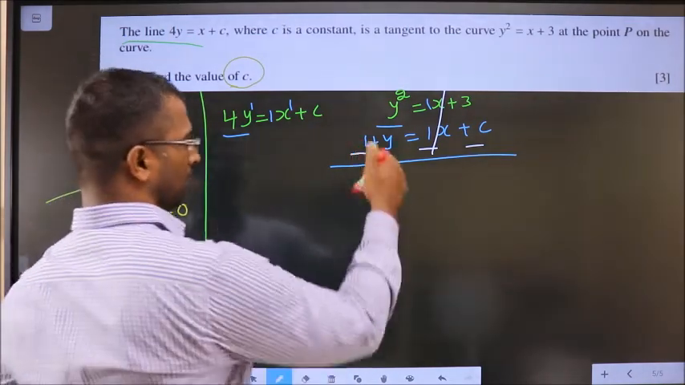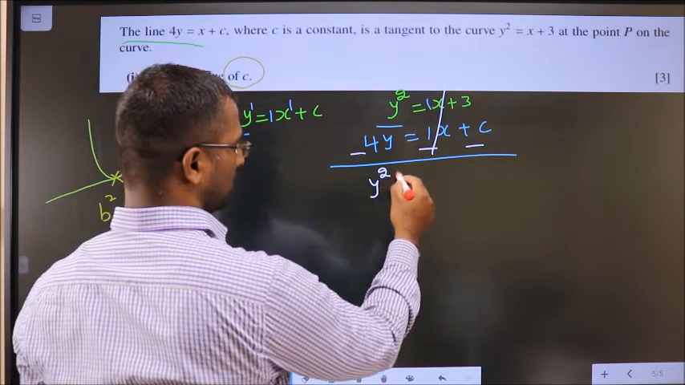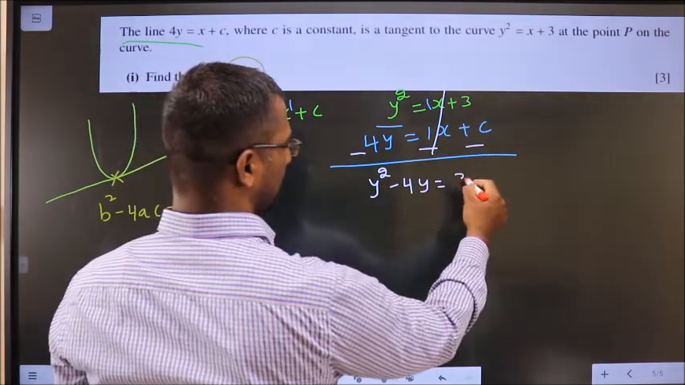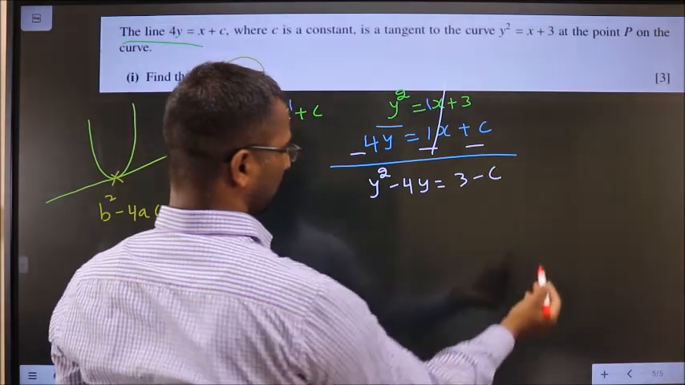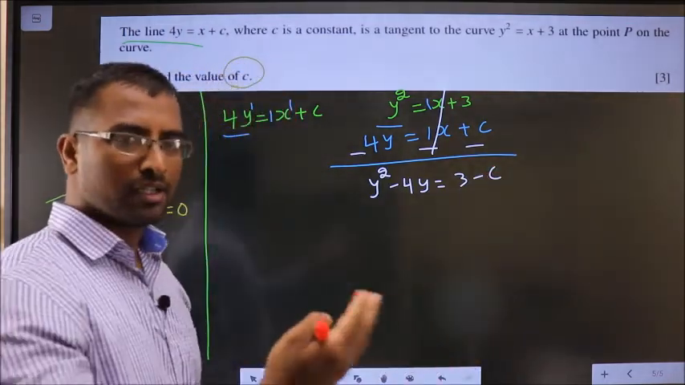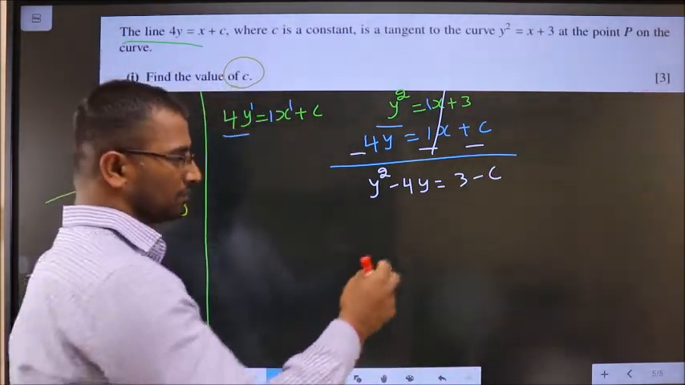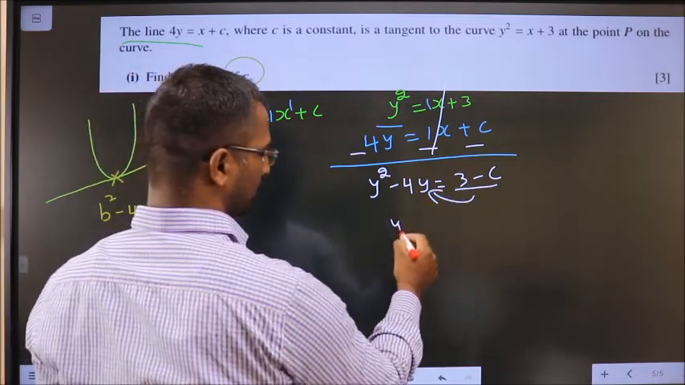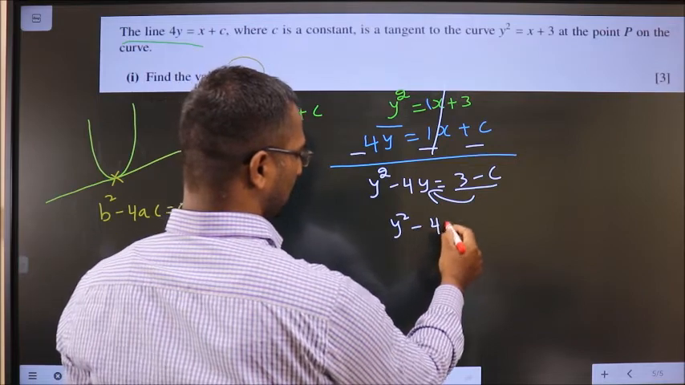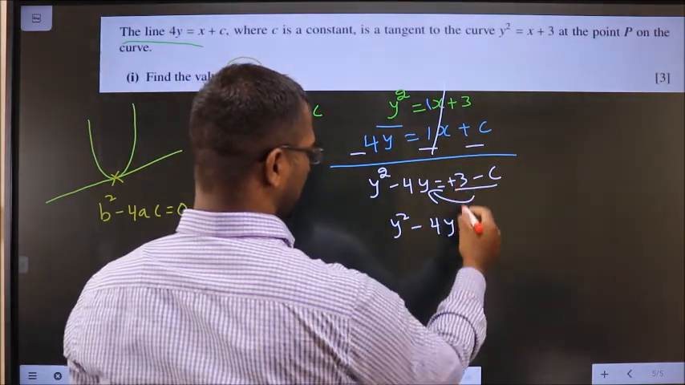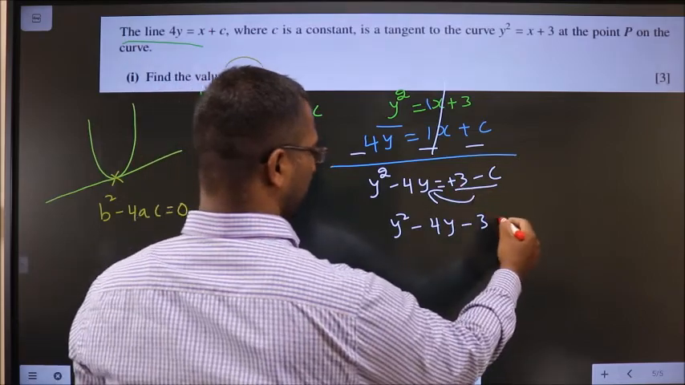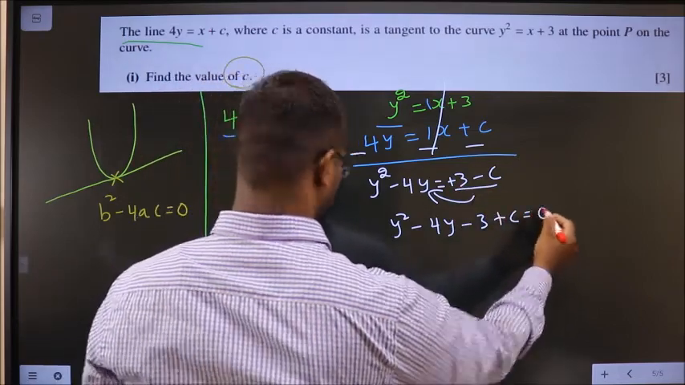Now, left out is y square minus 4y, and on this side it is 3 minus c. Bring all the terms to one side. What I mean is, I shift this entire thing to this side. So it will be y square minus 4y, here it is plus 3, after shifting minus 3, here minus c, after shifting plus c, equal to 0.